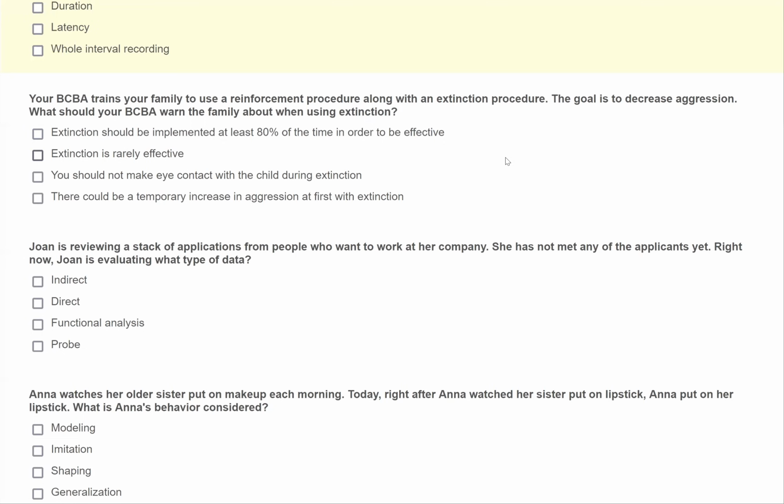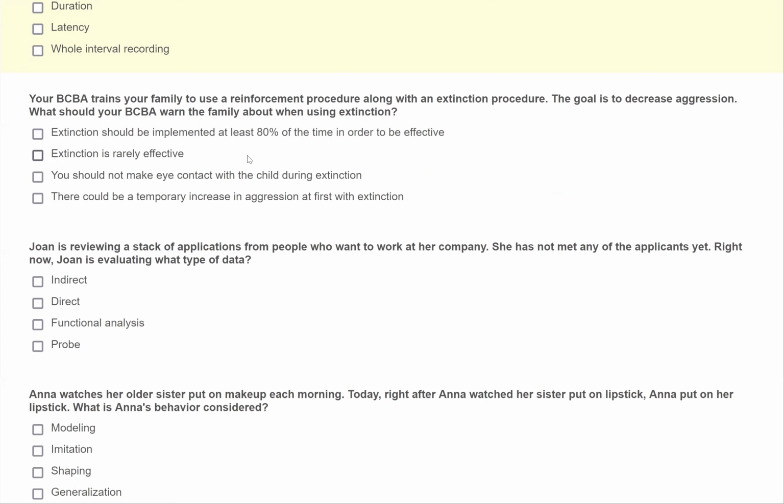And during an extinction burst, what happens? The behavior temporarily increases. This is a very important thing to mention to a family when they're going to use extinction. If you're targeting aggression, you're putting aggression on extinction, what's going to happen? There's a good chance that aggression increases. You need to make them aware of that. Not necessarily you, right? You're the RBT, but the BCBA definitely. So in this case, if the BCBA is going to use extinction, what do they need to warn them about?